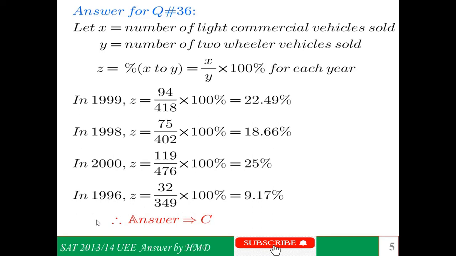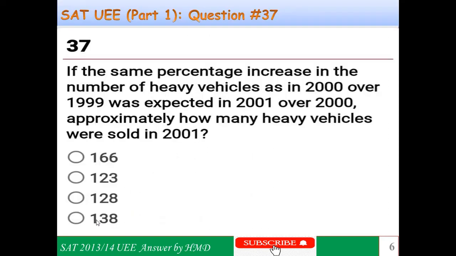Next, we will see question number 37. Question number 37 is again based on the data that we have seen in the table. So, if the same percentage increase in the number of heavy vehicles as in 2000 over 1999 was expected in 2001 over 2000, approximately how many heavy vehicles were sold in 2001? This is a simple question, by the way.